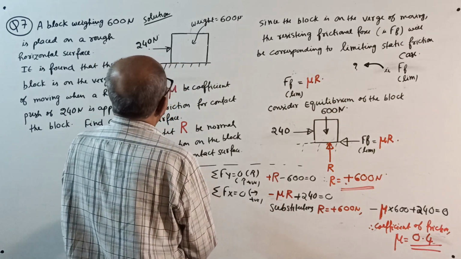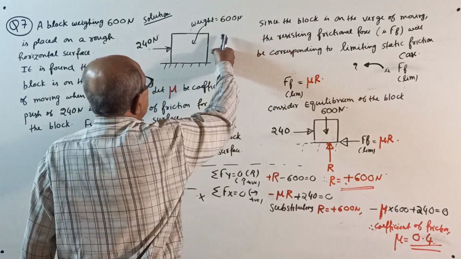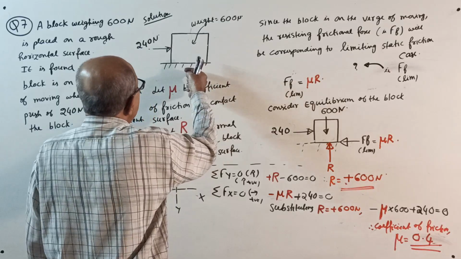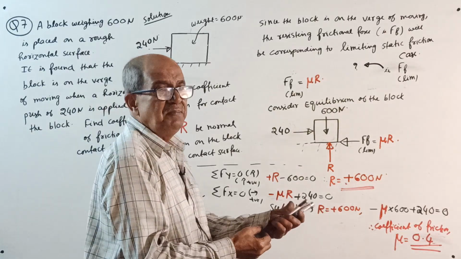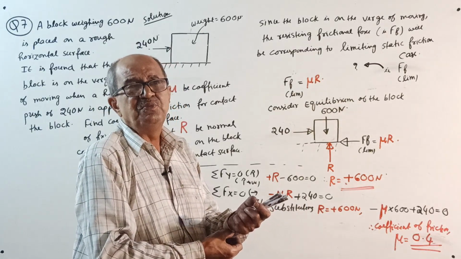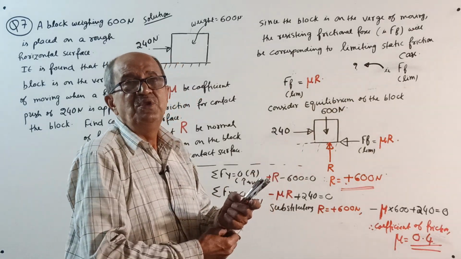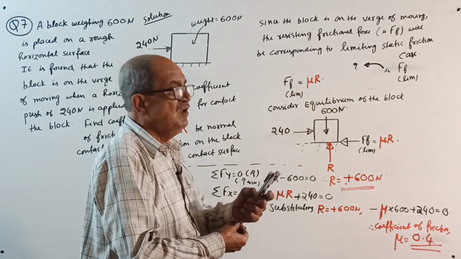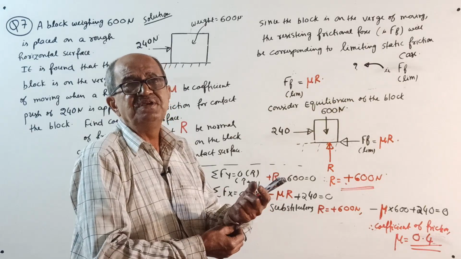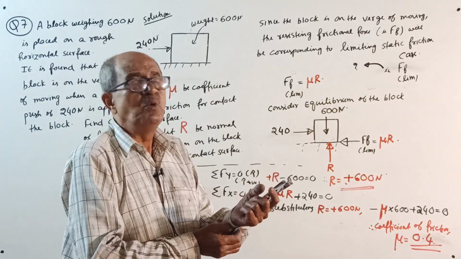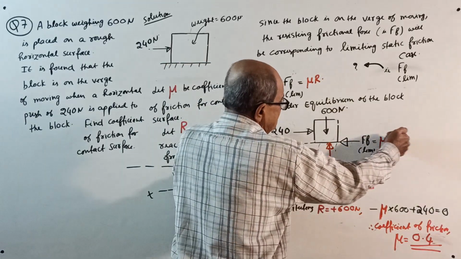Make a note also. If the 240 is this way, suppose somebody takes 240 this way, the block is on the verge of moving to the left side, and the frictional force is to the right side. I told repeatedly earlier, the frictional force acting on the block when you consider equilibrium is always in the direction opposite to the direction in which that body tends to move. So here, the body tends to move to the right side, so the frictional force is to the left side.